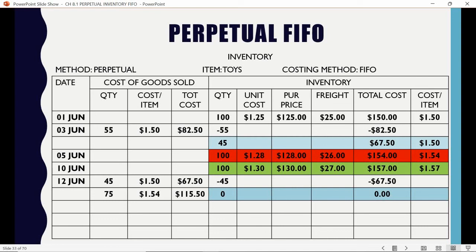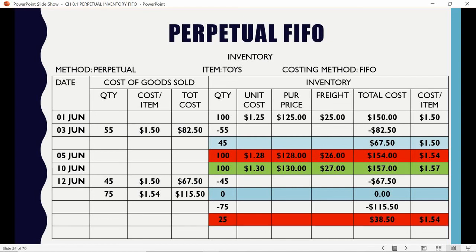I need to now remove 75 items from my second batch of inventory because that's the next batch I have to sell, my red batch, which is going to give me 75 times $1.54, which is $115.50. Therefore, I'm going to subtract that out. So that means I should have a red batch of 25 units left at $38.50.